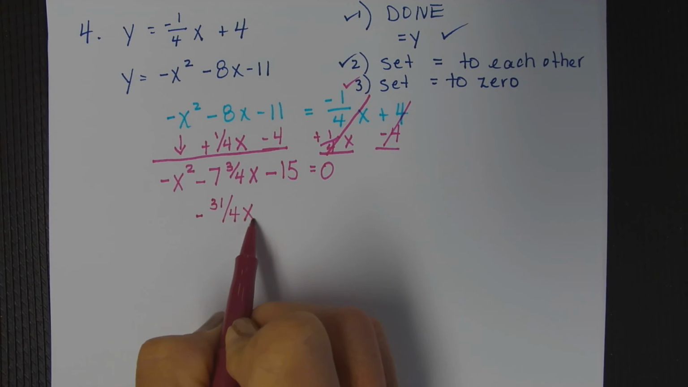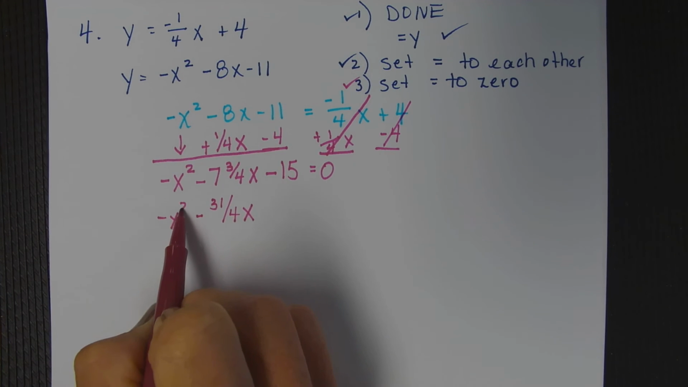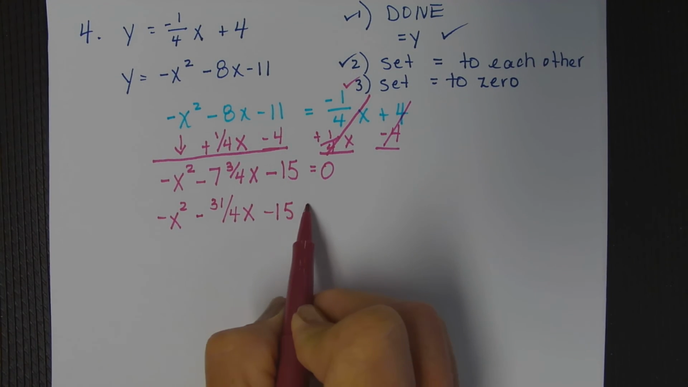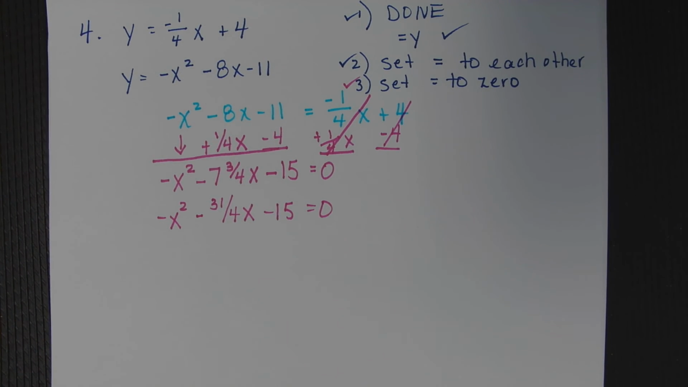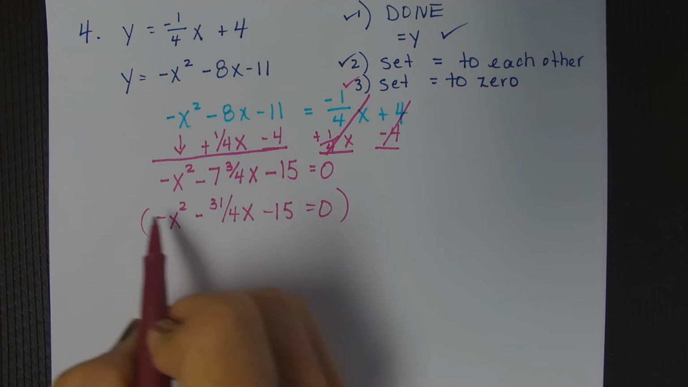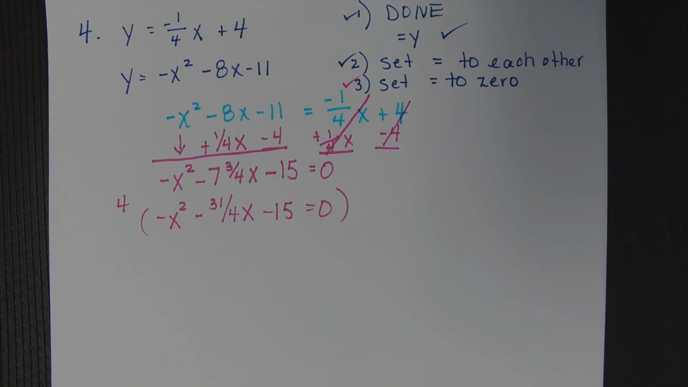31/4? Somebody want to tell me how I did that? Right. 7 times 4 plus 3, 31. Why did I do that? Because of what I'm getting ready to do now. How do I get rid of the 4? Multiply everything by 4. Okay, everything by 4.